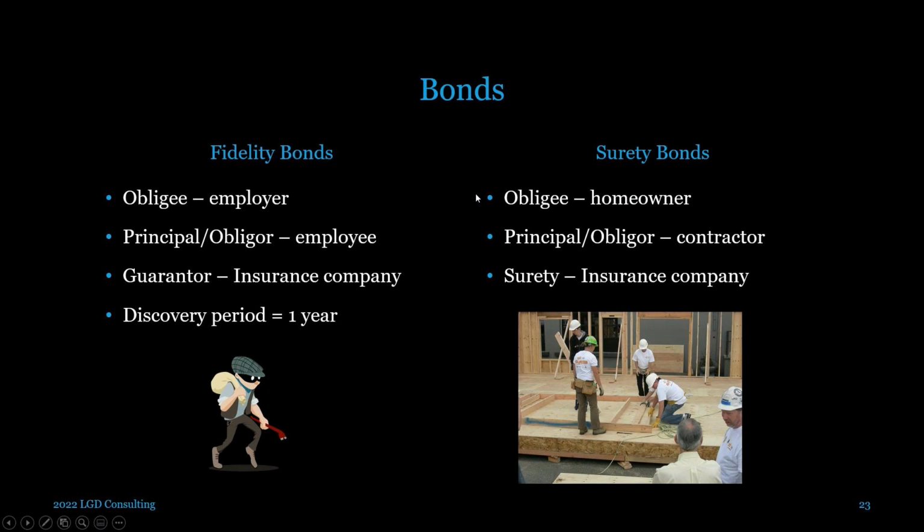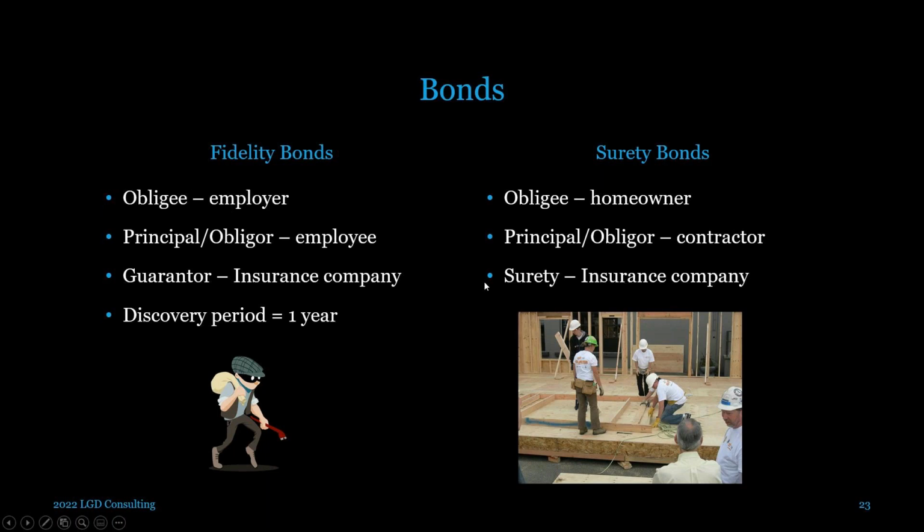All right? The difference between a fidelity bond and a surety bond is who pays the premium. In a fidelity bond, you, the employer, are paying the premium to protect yourself in case your employee steals. In a surety bond, it's the contractor paying the premium to guarantee the work for you. In either case, the obligee is the one covered by the bond, and in either case, the principal has to do something. They have to not steal, or they have to build that deck in time.